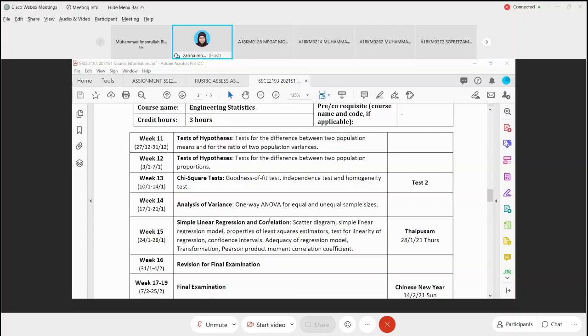But if you extend, instead of testing a difference between two means, now you test a difference between more than two means. You have mu1, mu2, mu3, and so on until mu k, for example, where every sample has small sample sizes. N1 is small, N2 is small, and so on. So in that case, you cannot use chapter 4.